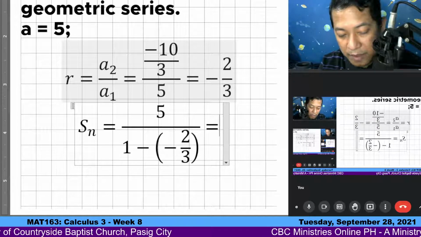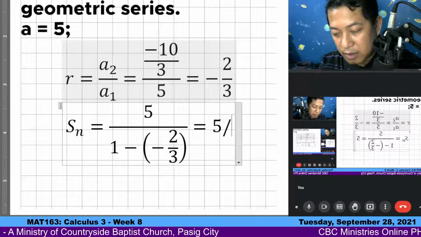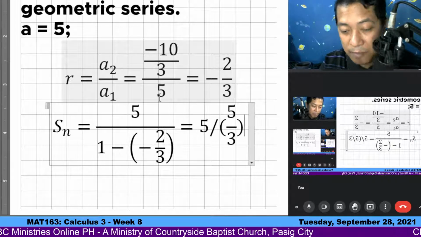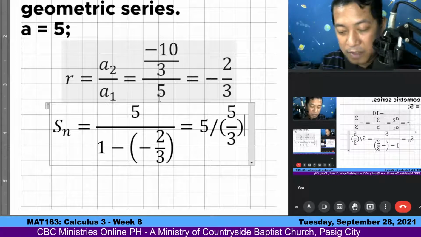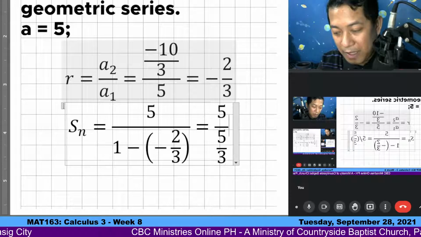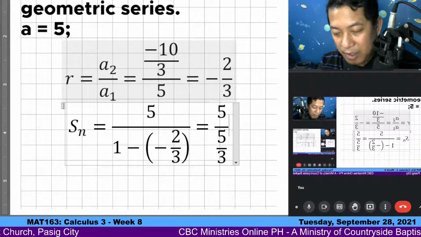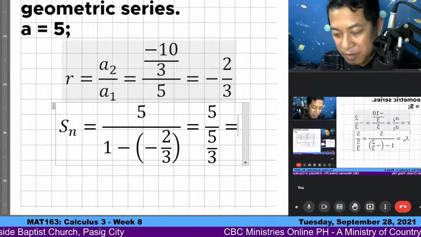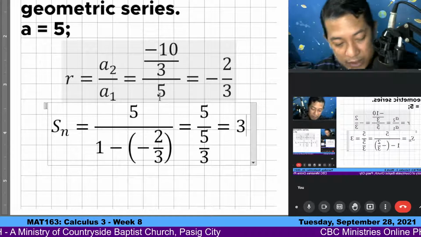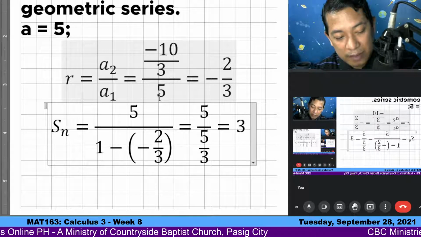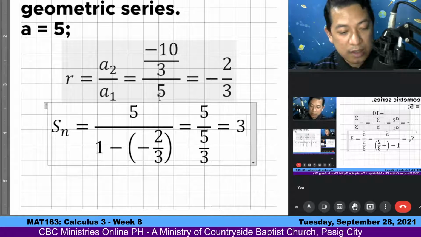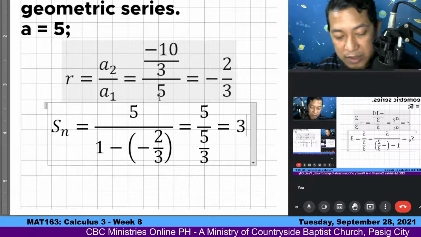Okay, so we have here 5 over, so the remaining expression is 5 over 5 thirds. So because 1 minus negative 2/3 is 5/3. So 5 over 5/3 will obviously cancel 5 and you go, the 3 would go up, so that is equal to 3. So the sum is equal to 3. Okay? So marami pang mga example dito sa book. I already have sent this. There are.